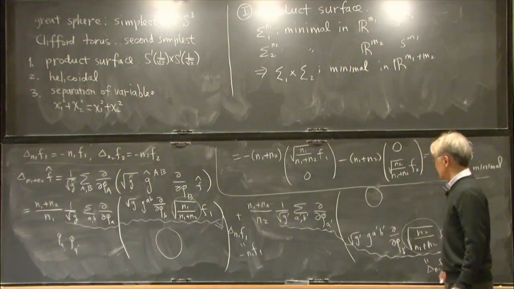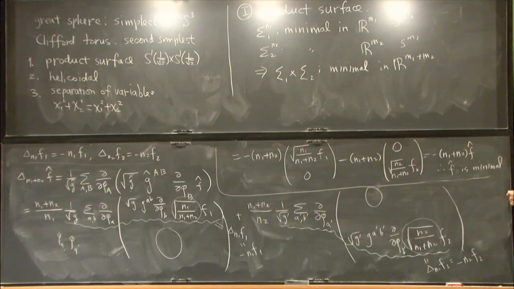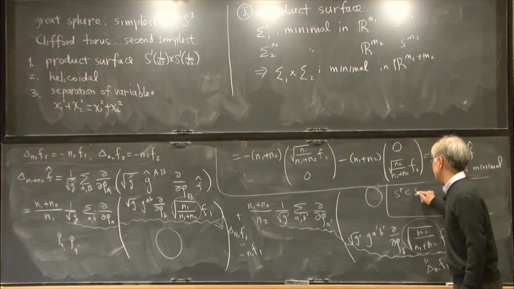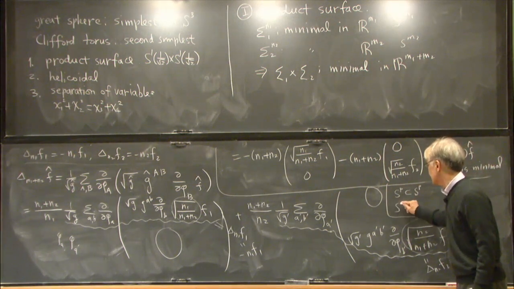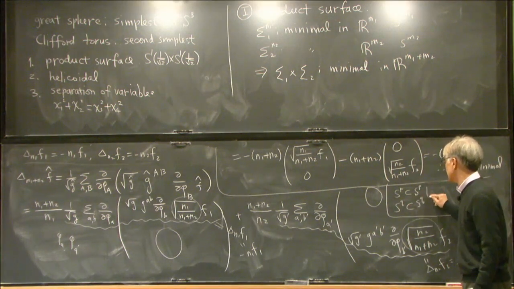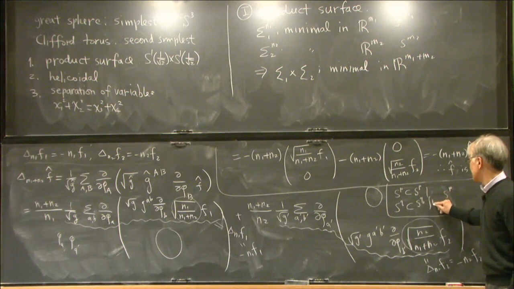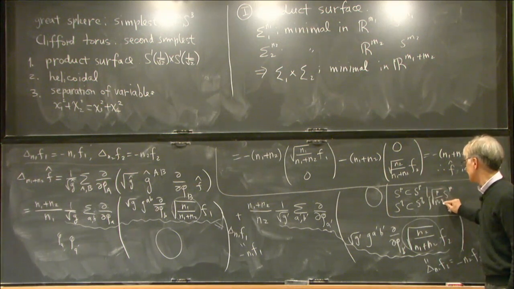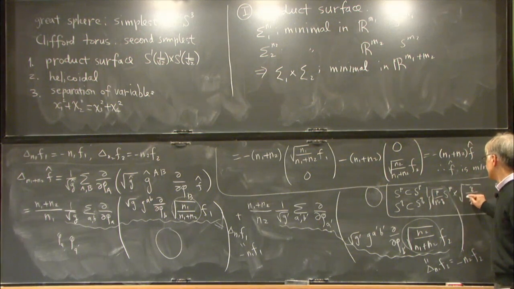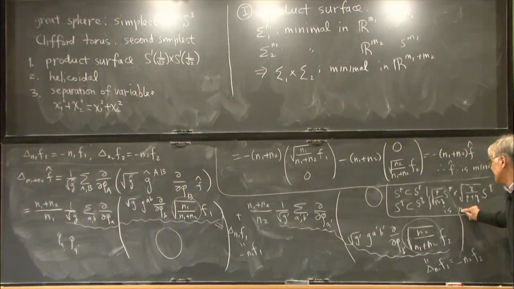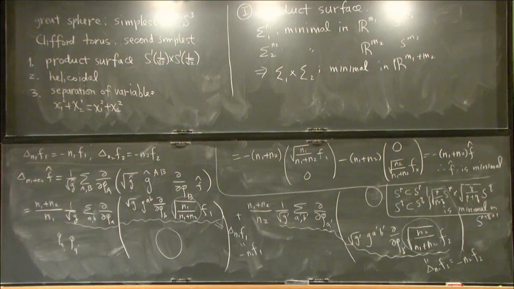And we already know the special case of this theorem, which is S^P is trivially minimal in S^P, and S^Q is trivially minimal in S^Q. So by this theorem, their product with some scaling, like square root of P over P plus Q and square root of Q over P plus Q, is minimal in S^(P+Q+1). So this theorem is kind of a generalization of this simplest case.